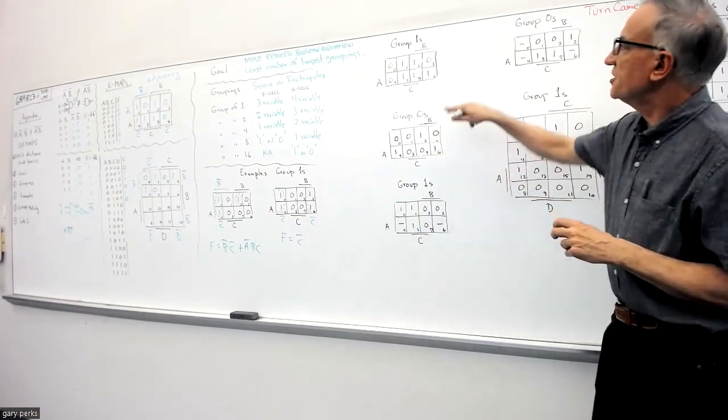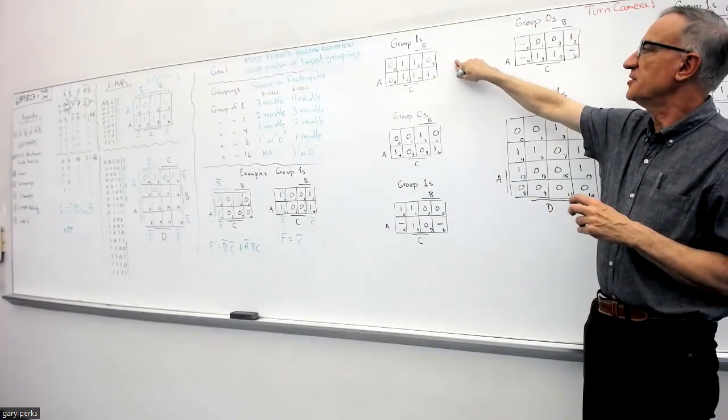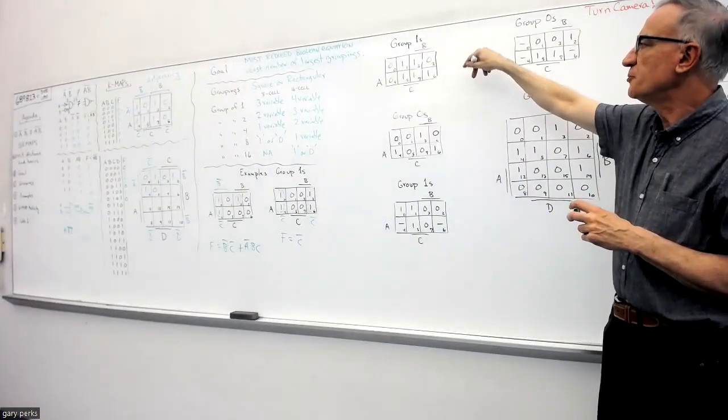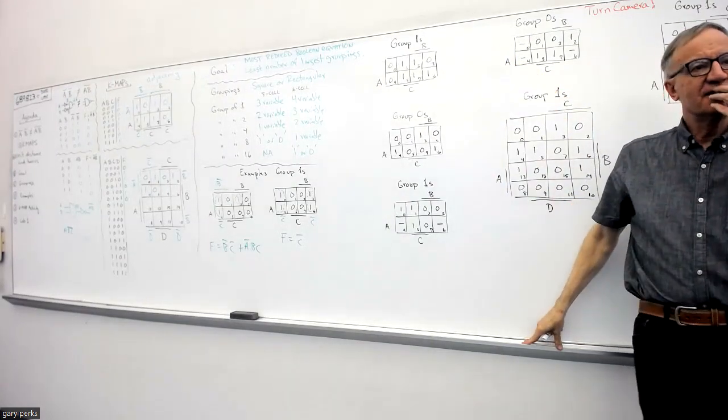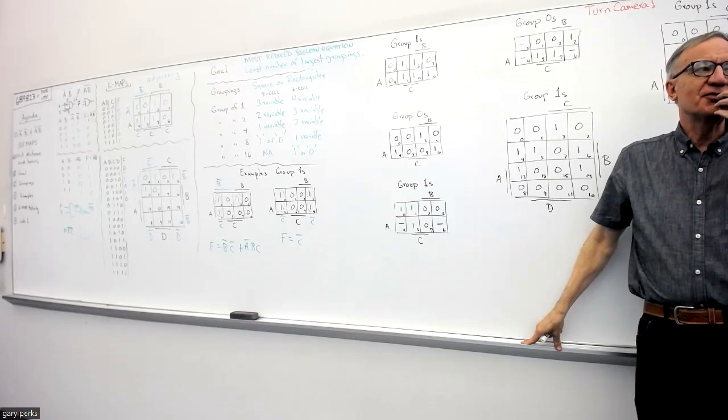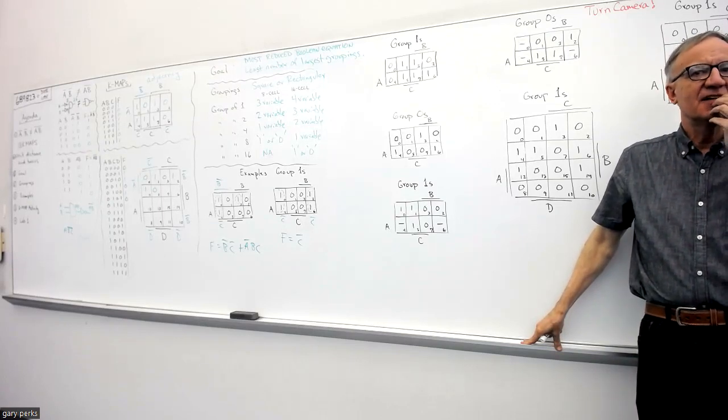All right, let's go to the next one. Okay, let's go to this one here. Okay, again, we're still grouping ones. Okay, so what would you do here? What's the first thing you do? What's the first grouping you would make?